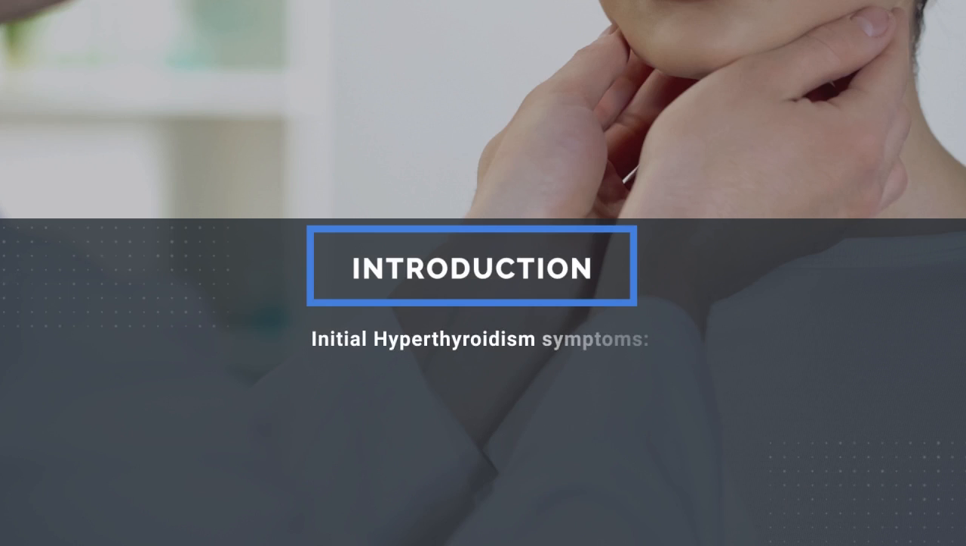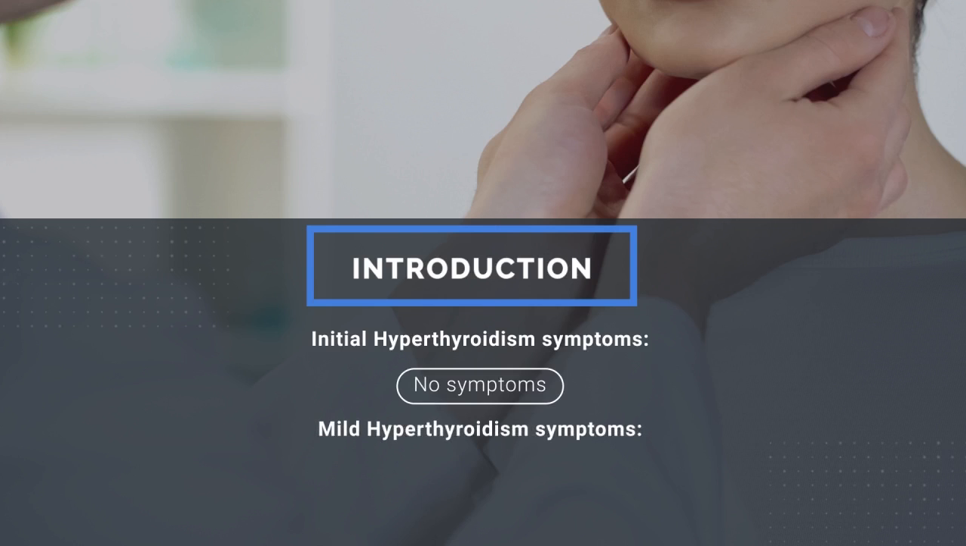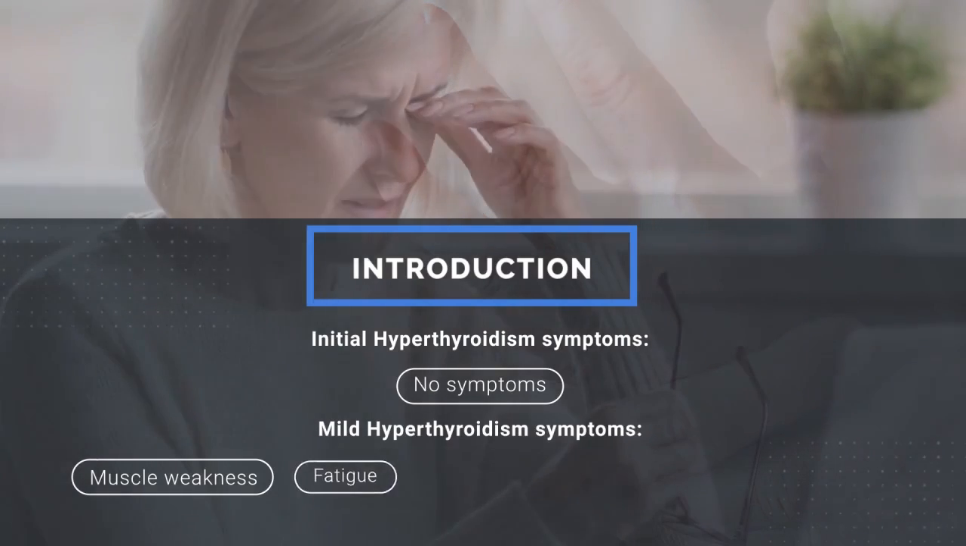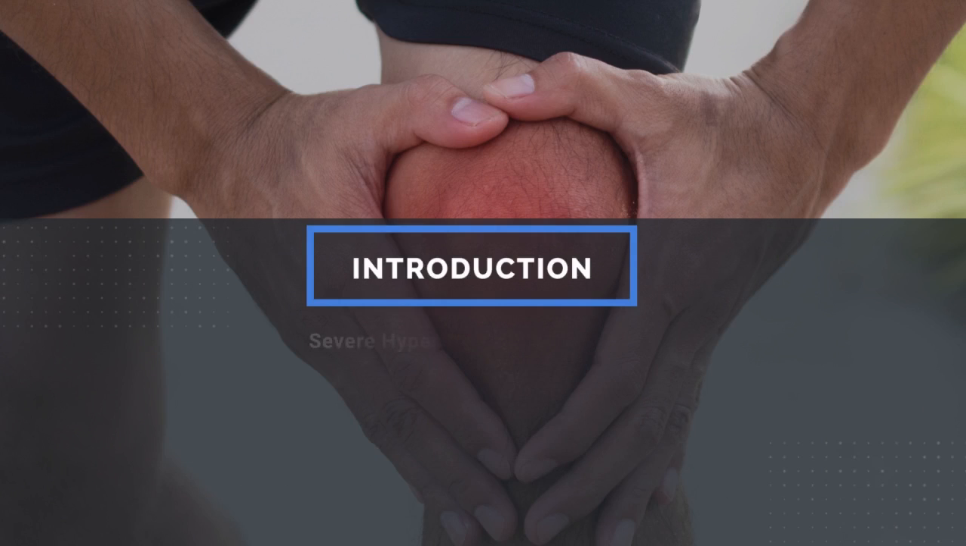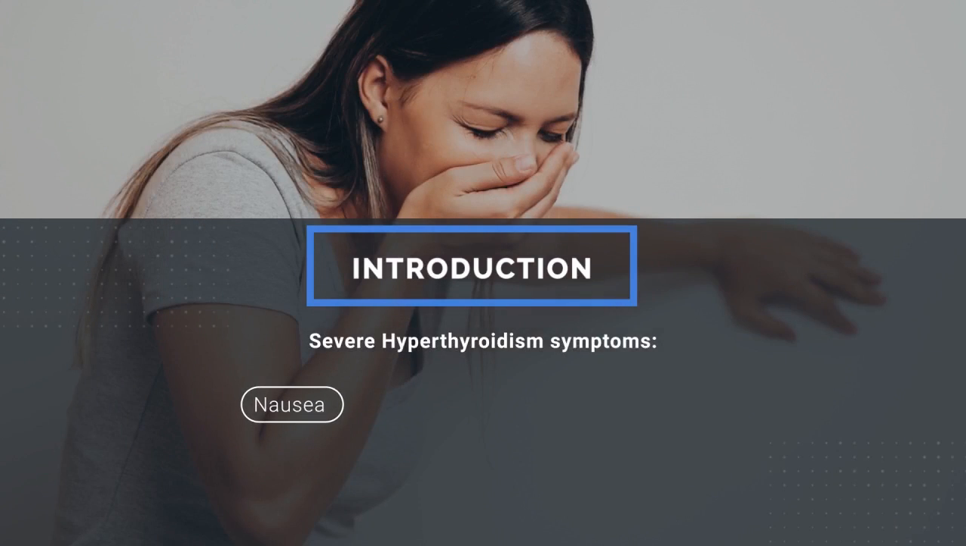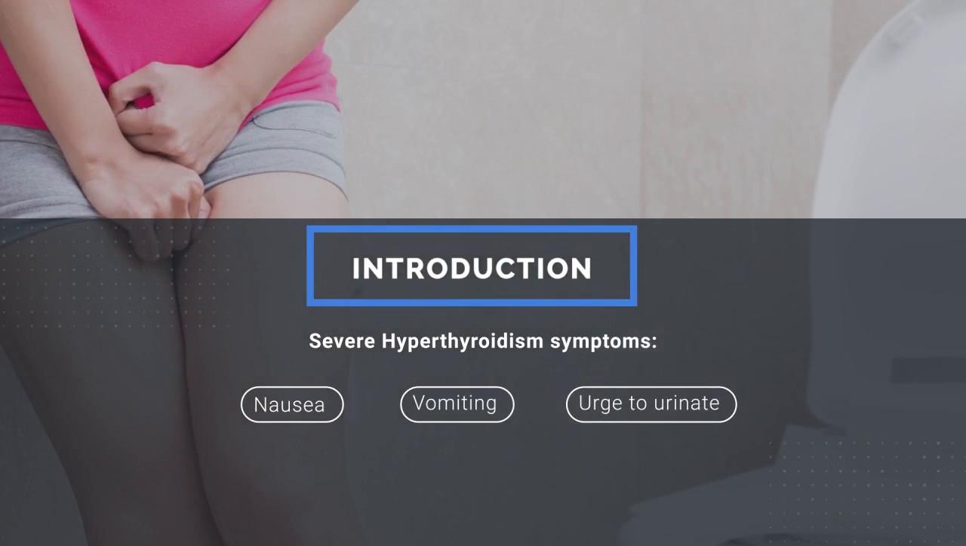In the initial stages, hyperparathyroidism doesn't show any symptoms, but in mild hyperparathyroidism, muscle weakness, fatigue, depression, joint pain or loss of appetite may occur. When the condition gets severe, nausea, vomiting and an urge to urinate might occur.